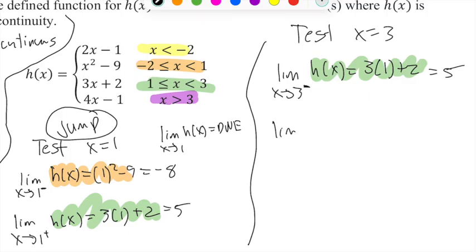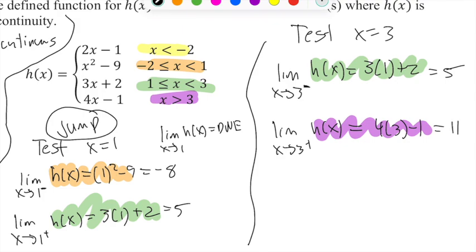Now let's test the limit as x approaches 3 from the right. And if we're from the right, we're in this purple equation. So plug in 3 to 4x minus 1. And that's going to give us 12 minus 1 is 11. So the limit exists. The limit as x approaches 3 of h of x is equal to 11.